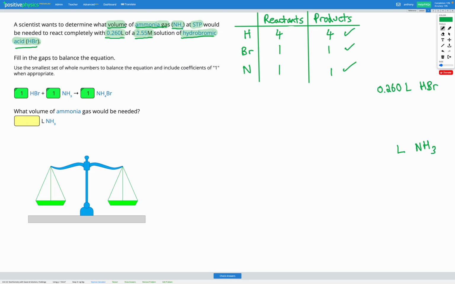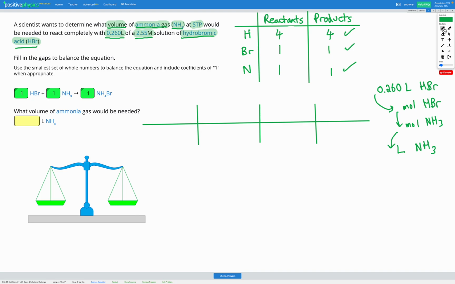Remember, we can only convert between different compounds in moles. So first we're going to have to get our HBr, hydrobromic acid, into moles. Once we've got that in moles, we can convert that to moles of NH3 using our chemical equation. And finally, we can then figure out how many liters of NH3 that is. So we've got 3 steps. And we can go ahead and set up our dimensional analysis table.